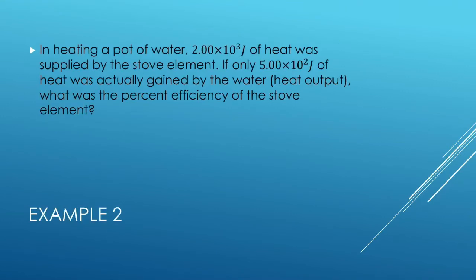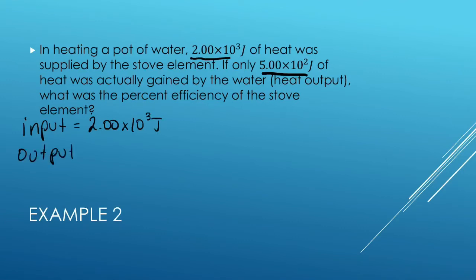So we're heating a pot of water. We have 2.00 times 10 to the 3 joules of heat supplied by the stove, but only 5 times 10 to the 2 joules was actually gained by the water. Okay, so I want to know what the percent efficiency was. So our input was 2.00 times 10 to the 3, and our output is 5.00 times 10 to the 2 joules.